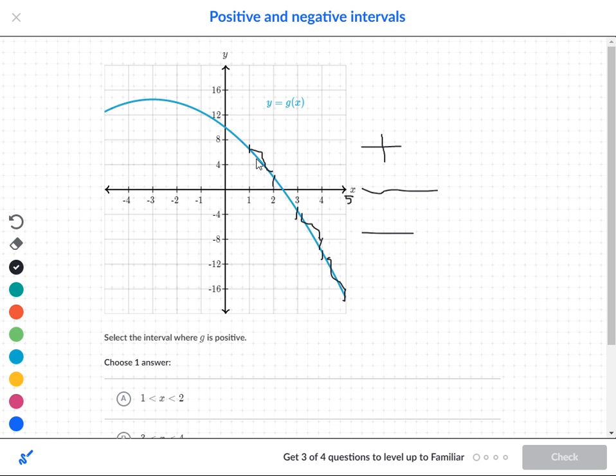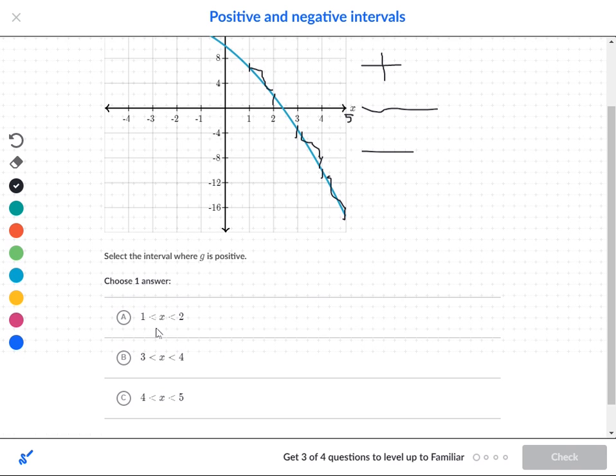So the only one that sits above it is 1 to 2, because we want anything positive, and positive is above the x-axis. This is positive, this is considered to be negative. So my best choice there would be A.